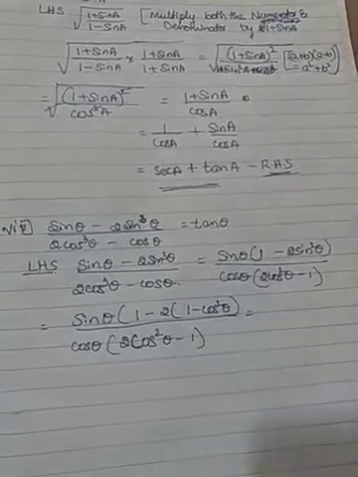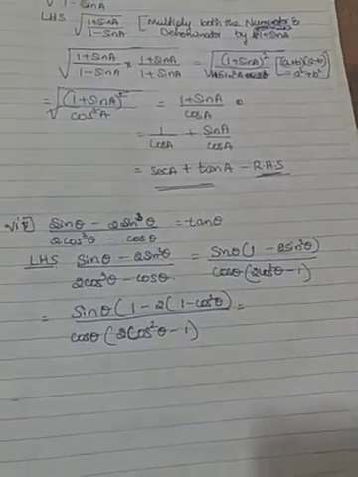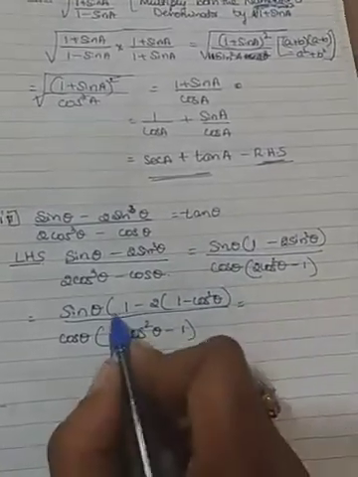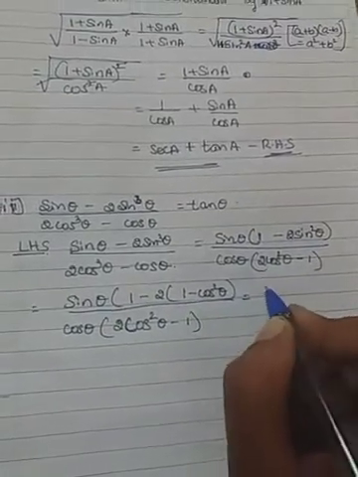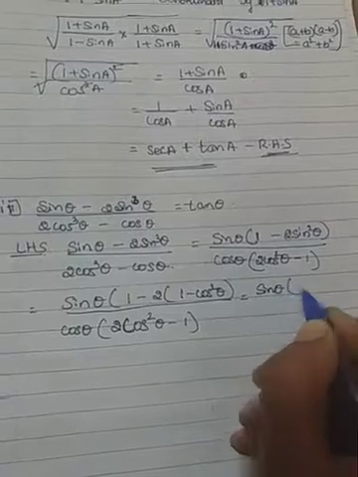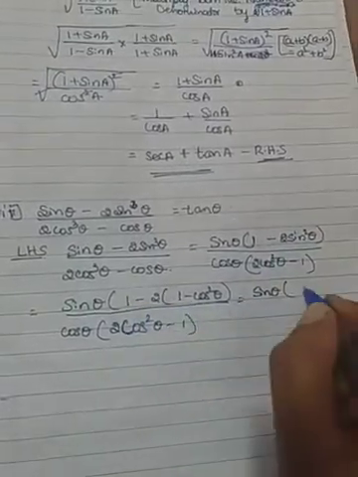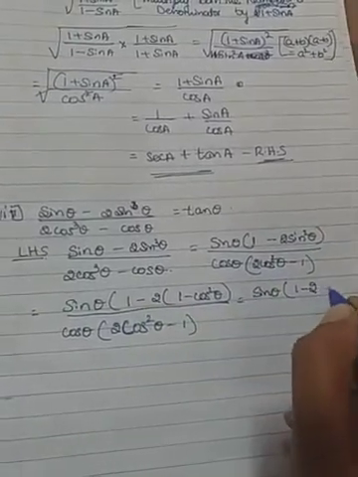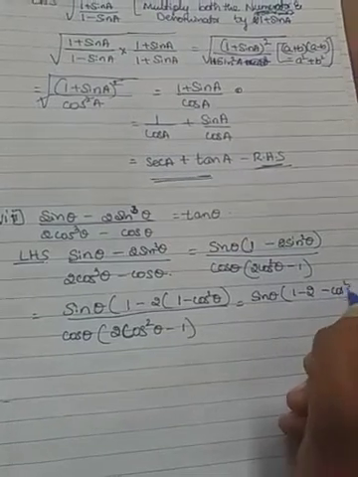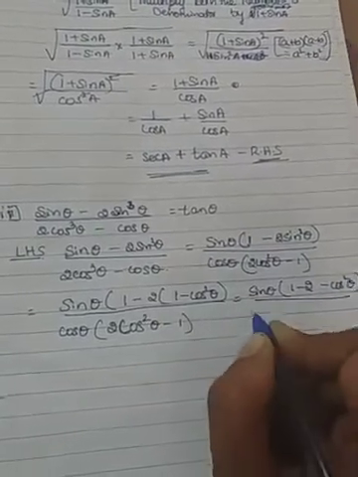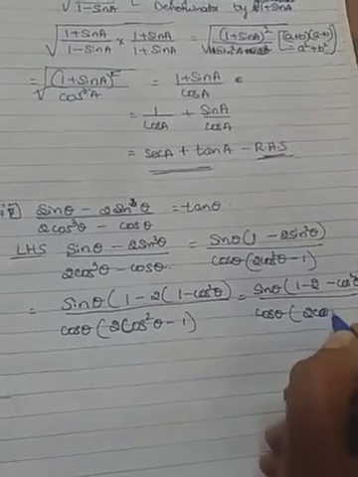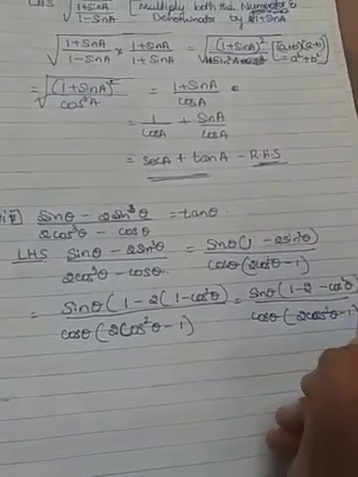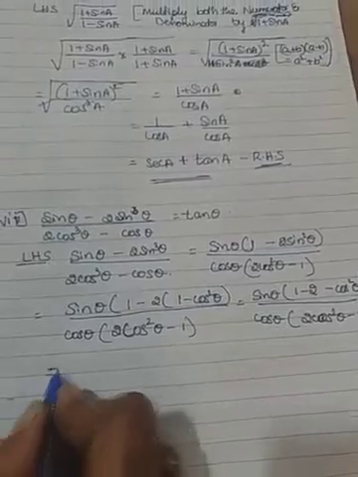Okay, so next we can take this as sin theta in a bracket, 1 minus 2 ones are 2, minus cos square theta, divided by cos theta into 2 cos square theta, write this as it is, minus 1. Okay, no changes in the denominator.